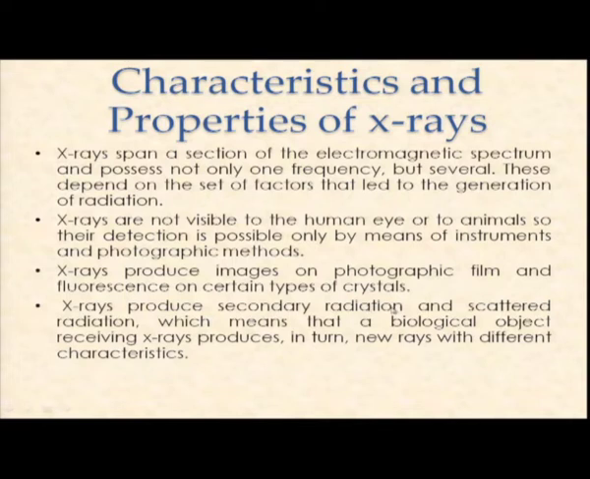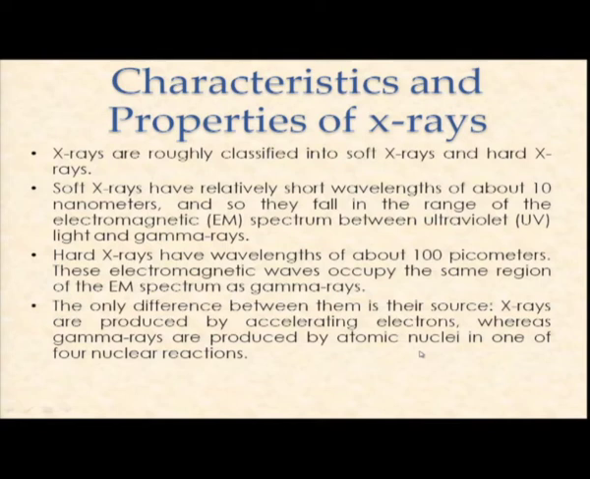X-rays produce images on photographic film and fluorescence on certain types of crystals. These properties are used to capture X-ray images. X-rays produce secondary radiation and scattered radiation, which means that a biological object receiving X-rays produces new rays with different characteristics. So X-rays can be scattered and can be used to produce secondary radiations.